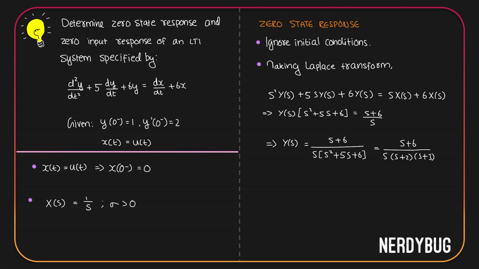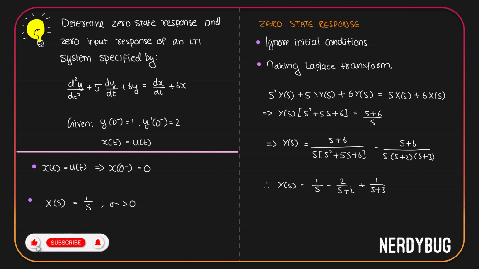Now you will have to use partial fraction expansion. If you do that, you will get Y of s is equal to 1 by s minus 2 by s plus 2 plus 1 by s plus 3.